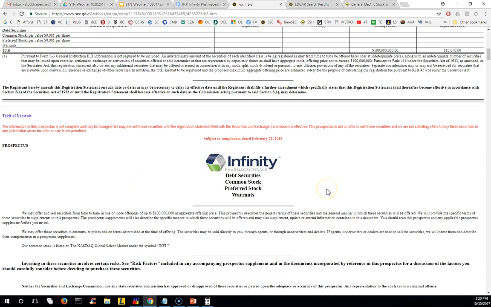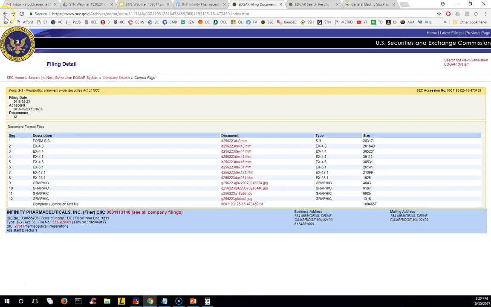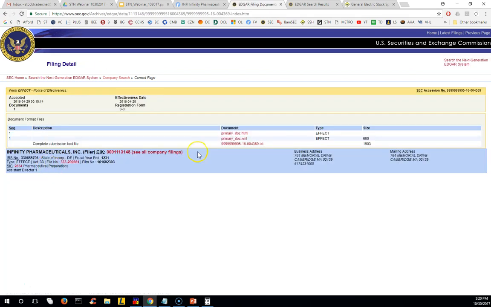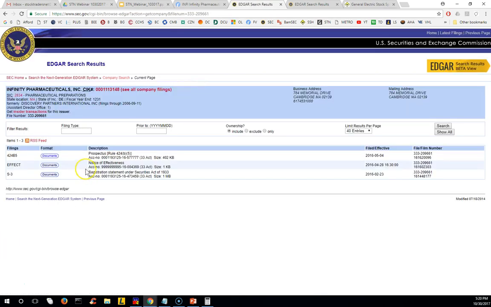So you'll see that this red lettering here, and very commonly in the industry, this is called a red herring. Why? Because it doesn't have all the information. They're saying we're going to sell $100 million. We're not sure of how we're going to sell it based on market conditions, but we want to register this with the SEC. Then the SEC effects it, right? So you'll notice when we hit the effect, it brings us back to the same exact information, the file number. Perfect.